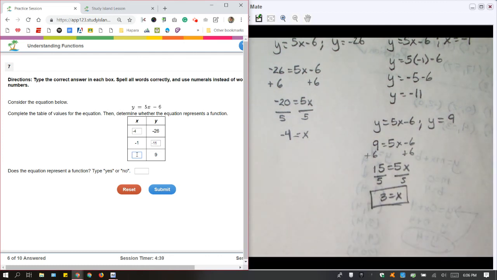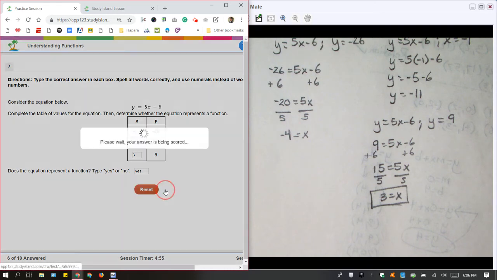So we get 3. So does the equation represent a function? Yes or no? Yes, it does. Every time we plug in an input, we are going to get the same output for that specific input. We're never going to plug in something for x and get two different answers unless we do our algebra wrong. It is a function.